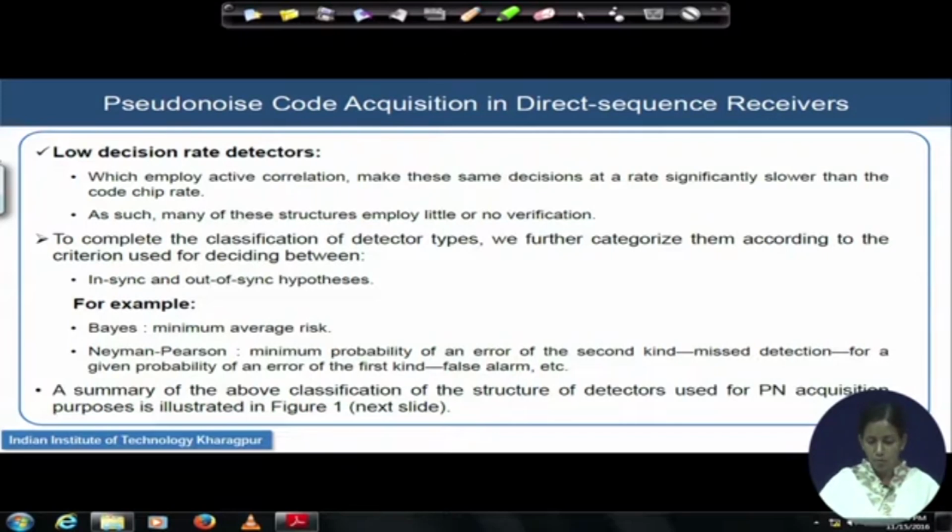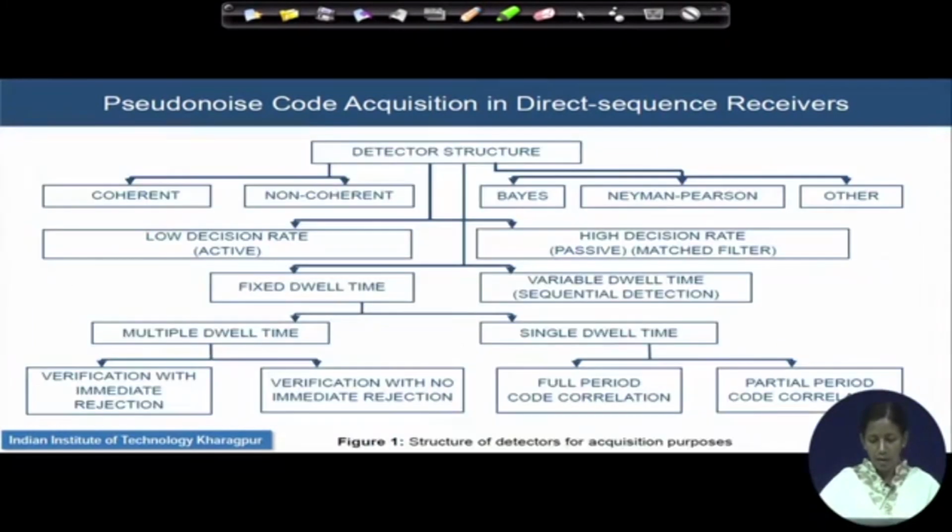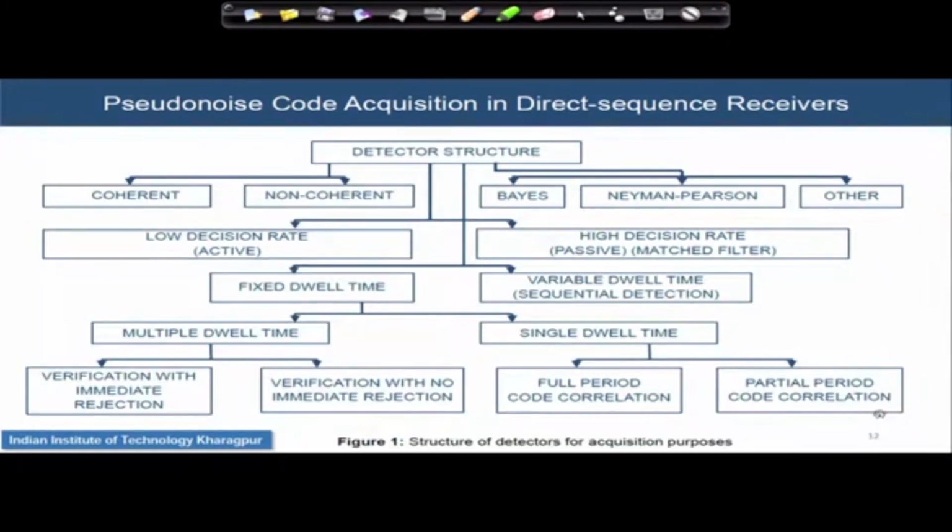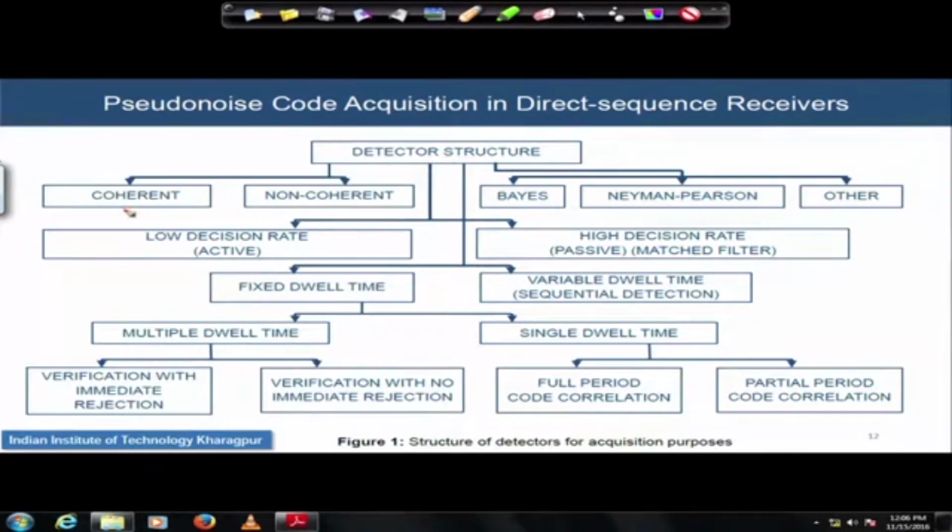And now it is time to put a summary on all the kinds of acquisition systems and detector designs that we have discussed. Here is a tree which will help you understand the different kinds of PN acquisition systems based on the detector architecture, and where the classification goes. We saw already that we can classically divide the detectors into coherent and non-coherent detectors. Then, based on the rate at which the detectors are performing the acquisition, it can be a low decision rate as well as a high decision rate.